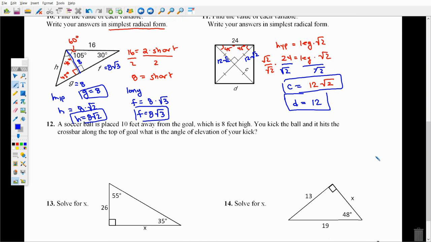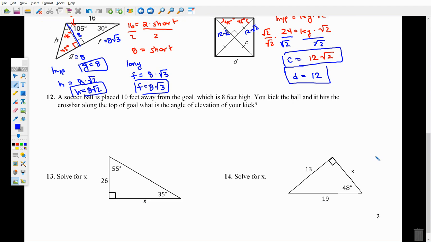All right, I'm going to keep going here. I think I'll stop with number 12 for this video, but a soccer ball is placed 10 feet away from a goal. So if you want to draw a soccer ball, you can. It's about 10 feet away. And the goal is also 8 feet high. It says you kick the ball and it hits the crossbar on the top of the goal. What is the angle of elevation?